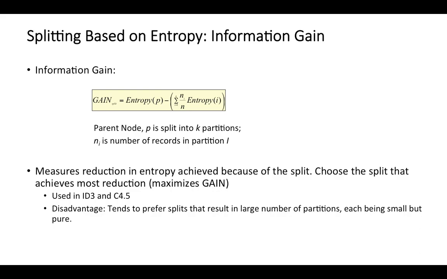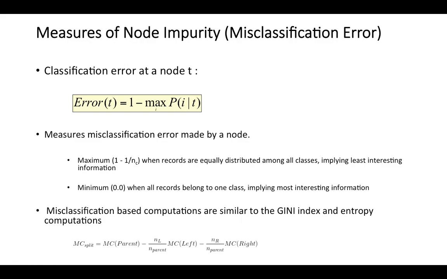So this is used in the algorithms ID3 and C4.5. But the disadvantage is that this tends to prefer splits that result in a large number of partitions, each small but pure. So that will result in lots of splits. Now, the same idea applies for classification error.